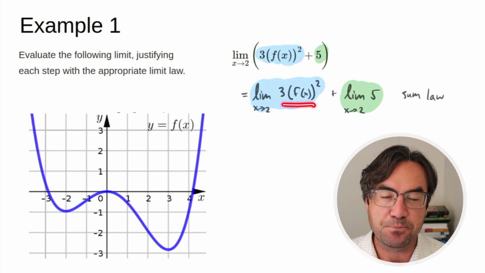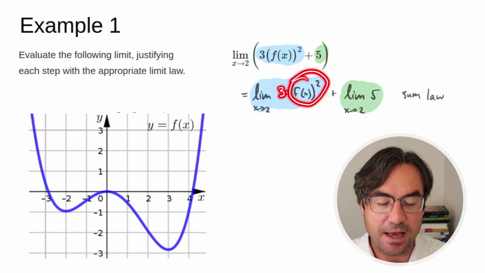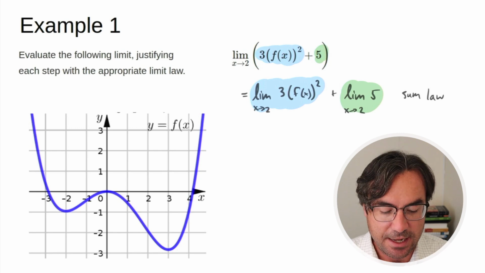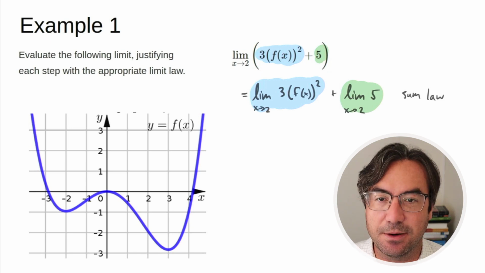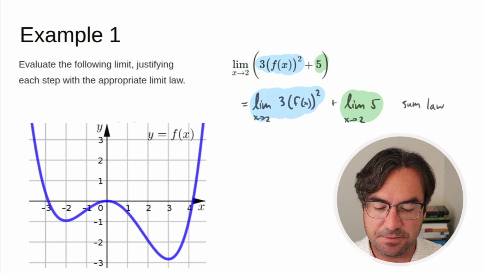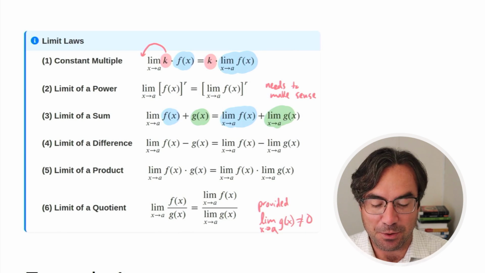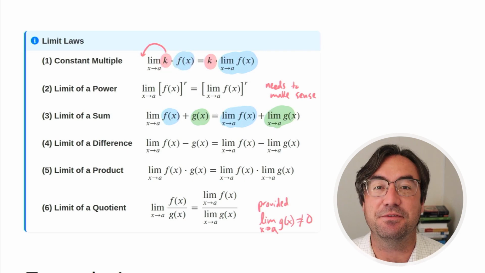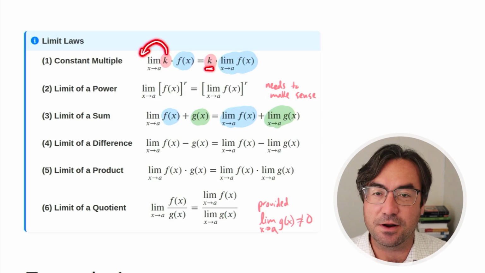So now the next one is, well, we have this 3 times f of x squared. So the next part of this function is this multiplication by 3, so we've got to do something about that. When we have multiplication by a constant, we have a constant multiple, 3, times some variable stuff. So we can take that 3 and just move it out in front of the limit.